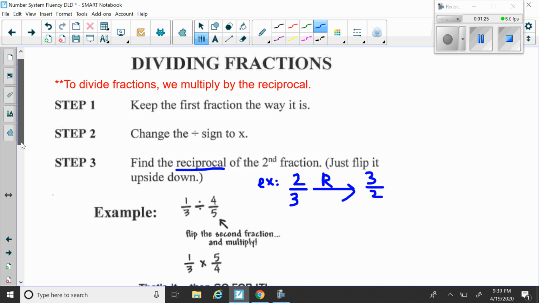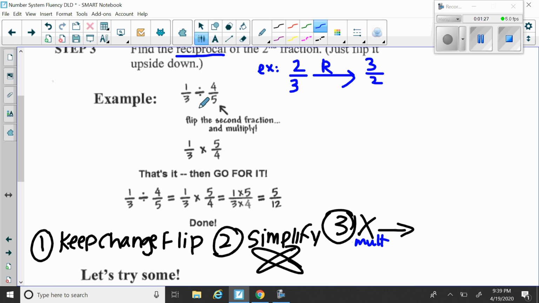Okay? So for example, here we had 1/3 divided by 4/5. We keep 1/3, we change division to multiplication, and we flip that second number, we find the reciprocal of it. So 4/5 turns into 5/4. And then all we simply do is multiply straight across. You can simplify if that's an option, but here no simplification is needed. So 1 times 5 is 5, 3 times 4 is 12, and that is our answer.